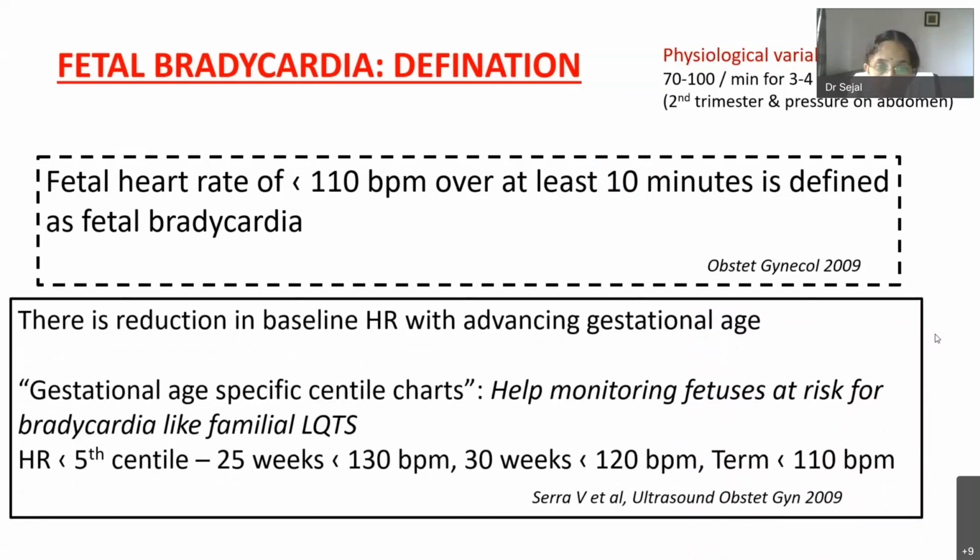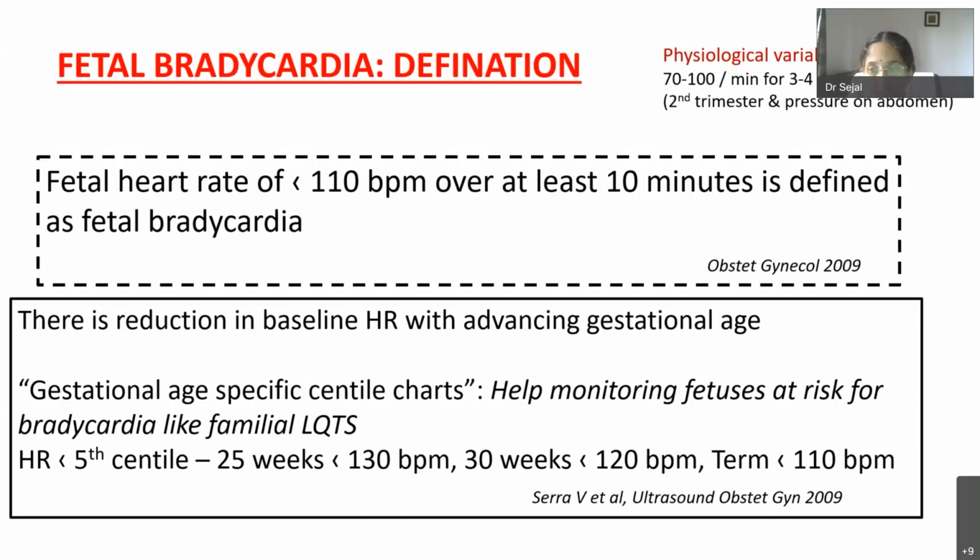Now in general, we know that the baseline heart rate will reduce with advancing gestational age. So as the gestation proceeds, the baseline heart rate will start reducing. So you have something called gestational age specific centile charts for monitoring fetuses at risk, especially for families with long QT syndrome, because for them a little variation here or there might make a lot of difference. But in general, remember that in the second trimester, less than 130 beats per minute, and by term, less than 110 beats per minute is considered to be less than the fifth centile.